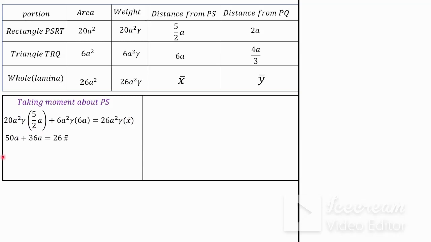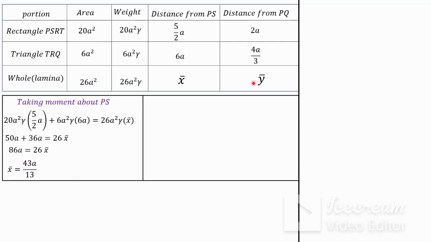So simplifying this, we obtain 50a plus 36a equals 26x bar, because a squared gamma is common all through, so we can just cancel all of them. Simplifying further, we obtain 86a equals 26x bar, from which we get the value of x bar to be 43a divided by 13.